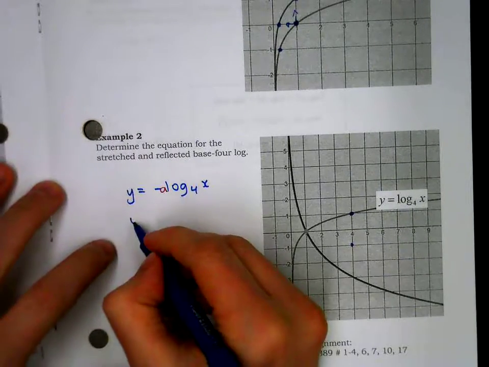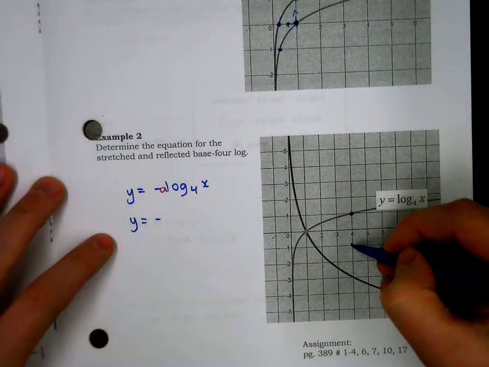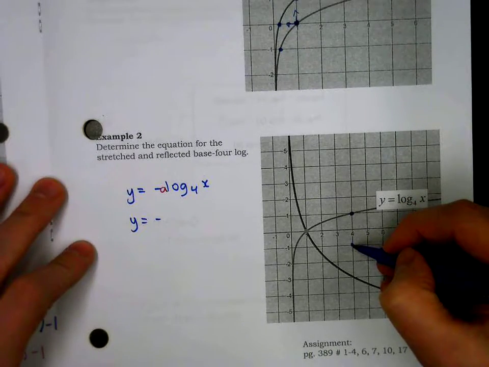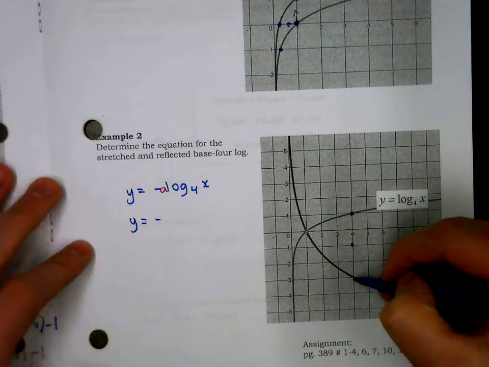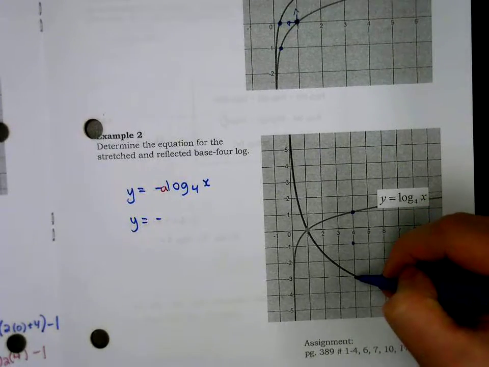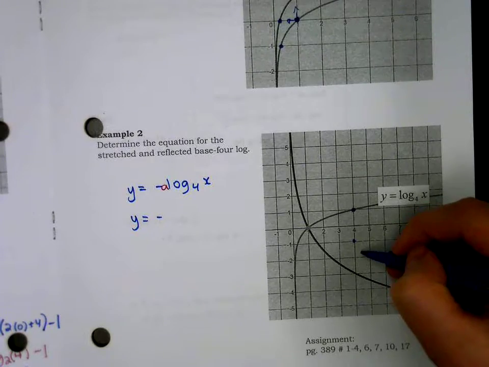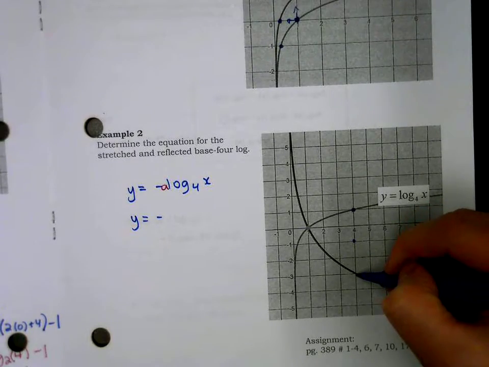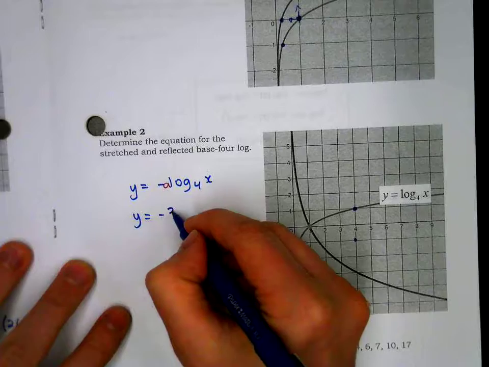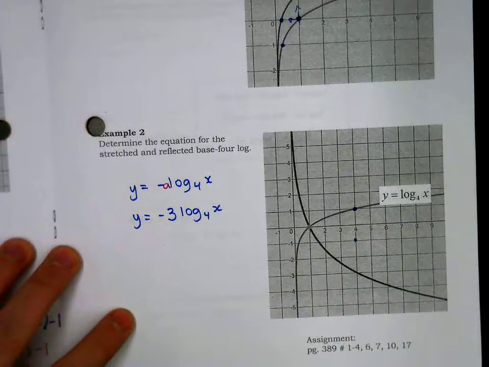Well, we might not have to do too much work for this one. If this does flip over, it should be at a y value of 1. If that y value of 1 is stretched out to a y value of -3, but it's stretched from a 1, it'd have to go times 3 to become a 3. So this should say a -3 log base 4 of x.